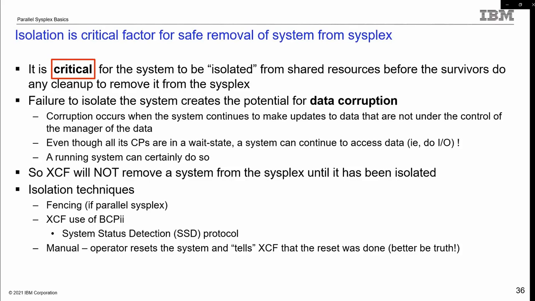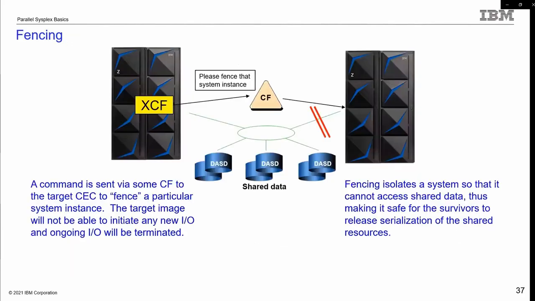There's a couple different ways that you can isolate. If you're using parallel Sysplex, you can use fencing. We can use something called System Status Detect Protocol, which uses a z/OS component called BCPII to actually talk to the hardware. And then we can also do it manually. If you're running in a parallel Sysplex, one technique that can be used is fencing, and basically a command is sent via the CF to the target CPC to fence a particular system instance. And basically this is in conjunction with the hardware, and the I/O activity is ceased.